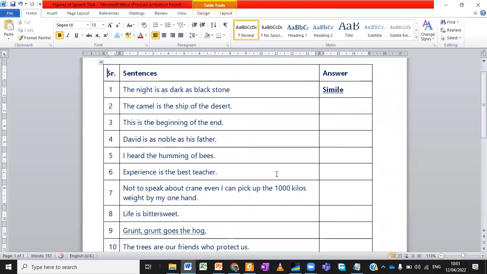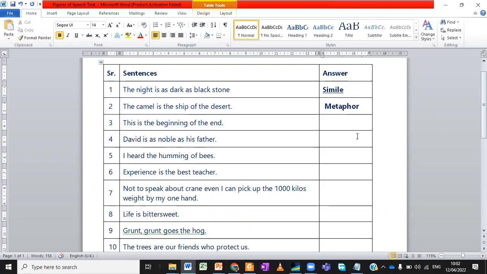So I want you to attempt these questions. You can just say it. The first one, the night is as dark as black stone. That one is very, very clear. Similarly, now go to number 2. Just name the answer and I will just type it. And at the end, we'll find out if you're correct. Number 2 is metaphor. Very correct.